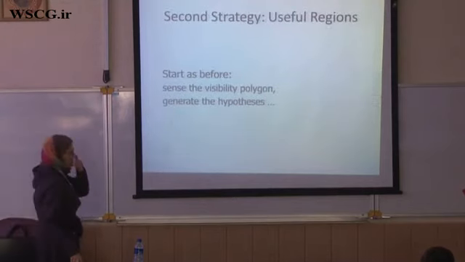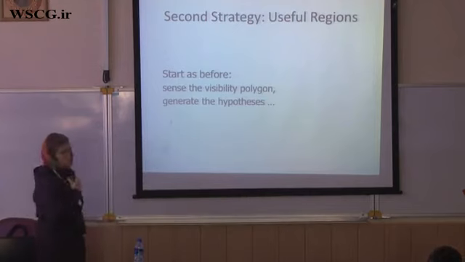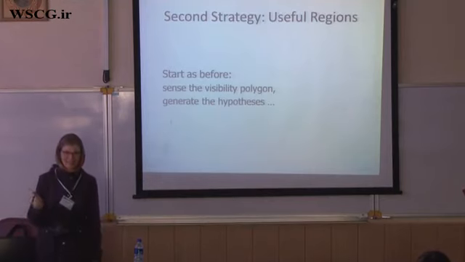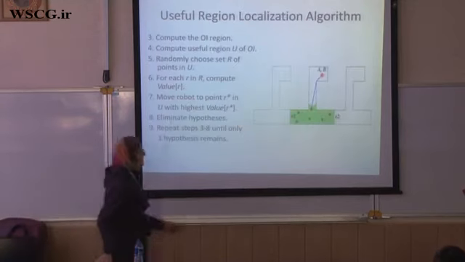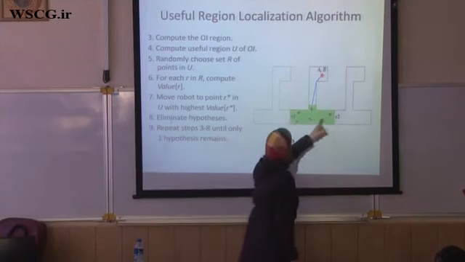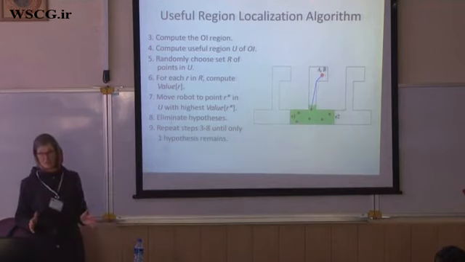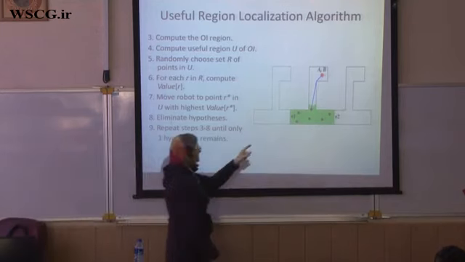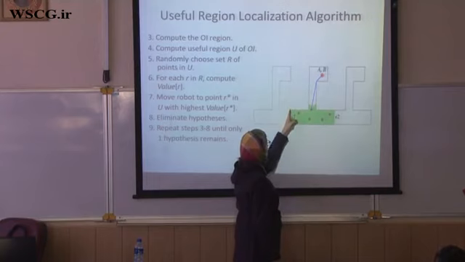Okay, so here's a second strategy for being sensible. And it says this, start just like we did before, compute the visibility polygon, generate the hypotheses, but this time, and here we're going to use a little bit more computational geometry. We're going to say, look at the edges that aren't polygon edges, but are edges of that overlay intersection region, and compute which points can see them. So compute the weak visibility of these edges.